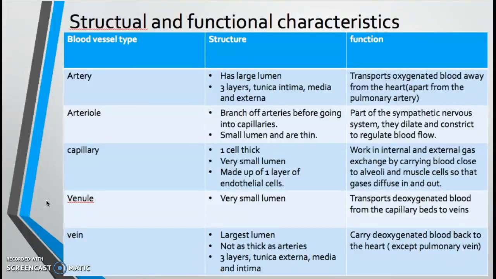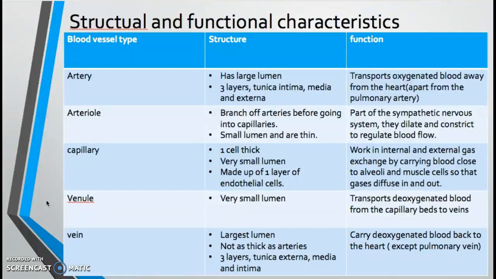The arteriole is a branch of arteries before going into capillaries, so they're like small arteries that transport the blood into capillaries, and they have small lumen and are quite thin. They're part of the sympathetic nervous system and dilate and constrict to regulate blood flow. That's the thermoregulation. So capillaries, they're 1 cell thick, so that there's a short diffusion pathway for gas exchange.